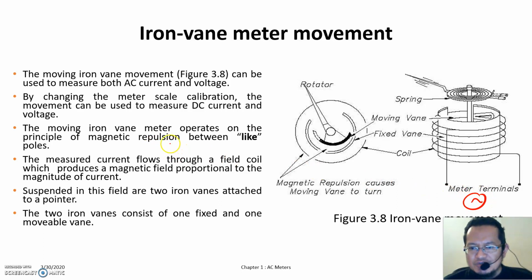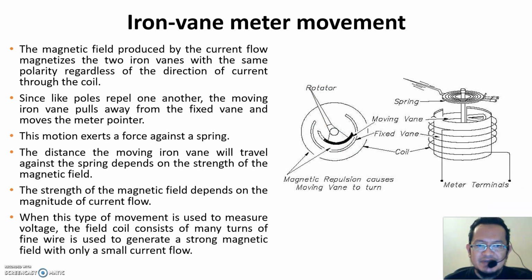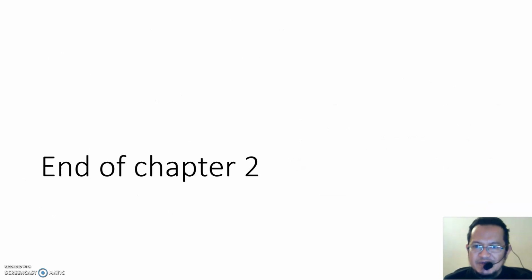The moving iron vane operates on the magnetic repulsion between like poles. I don't want to elaborate so much. I think it's just enough for you to know that this iron vane meter exists, and it can be used to measure AC voltages and current directly. This is all the explanation, but I'm going to skip this part.